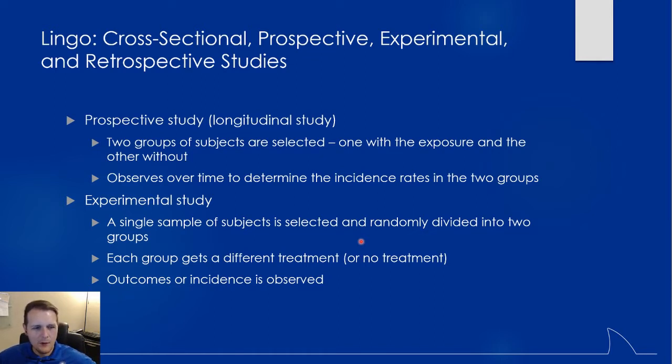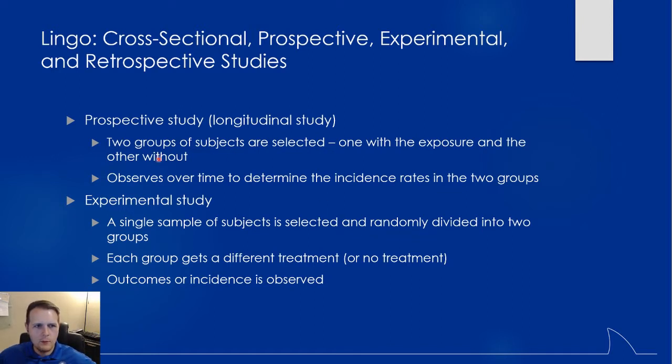And then with an experimental study, this is where we're actually getting randomly selected people, putting them into two different groups. And then I, as a researcher, could say, okay, you're going to get exposure to this medication and this group is not. And then you look forward for those outcomes.